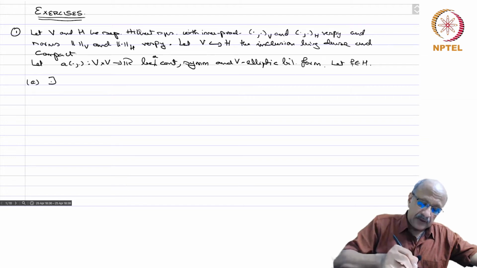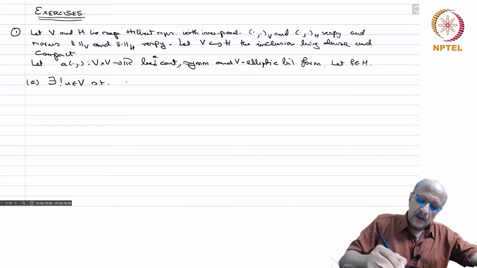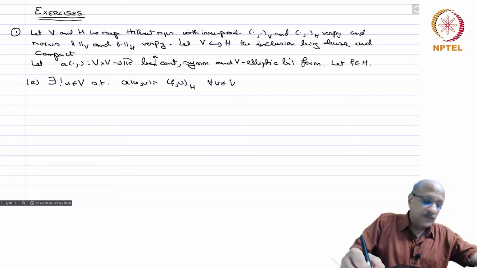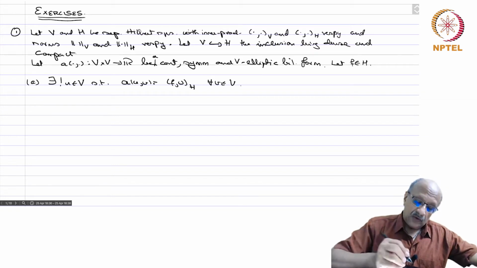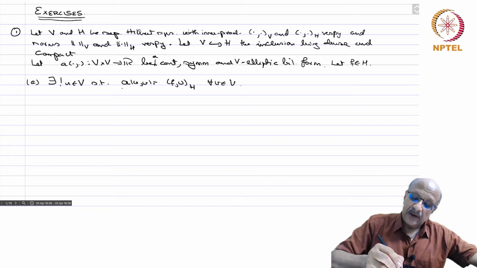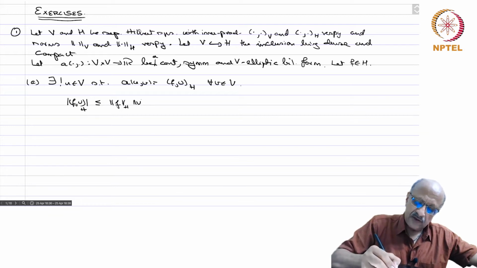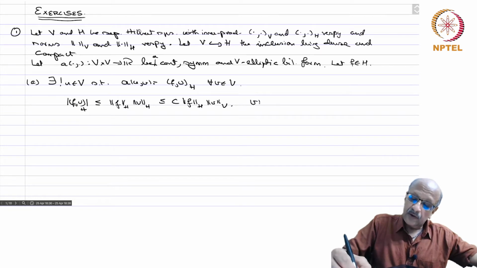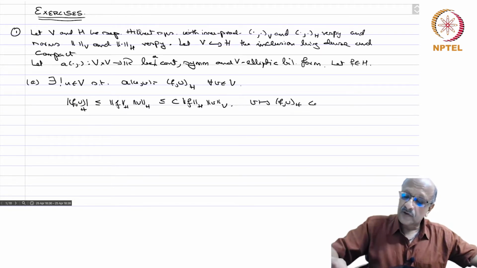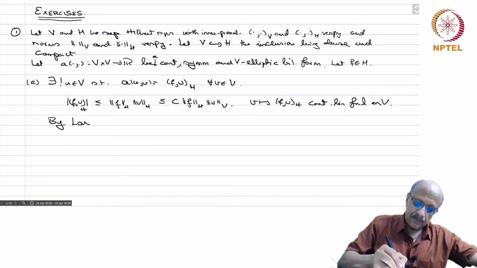A, there exists a unique U in V such that A(U,V) equals (F,V) in H for every V in V. So, this is the immediate consequence of the Lax-Milgram lemma. A is a symmetric V-elliptic continuous bilinear form. So, if you look at |(F,V)|, this is less than or equal to norm F in H times norm V in H, which of course is less than C times norm F in H times norm V in V. Therefore, V going to (F,V) in H is a continuous linear functional on V. Therefore, by Lax-Milgram, there exists a unique U.